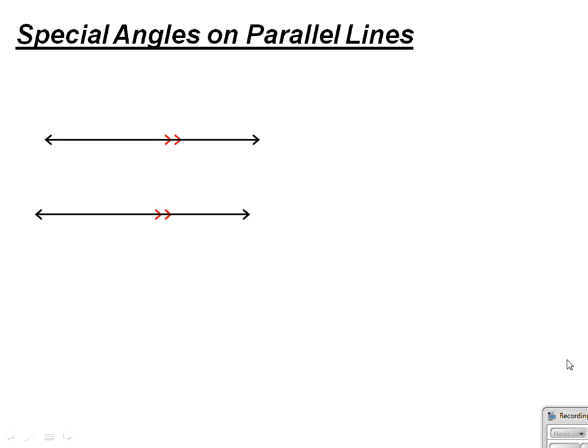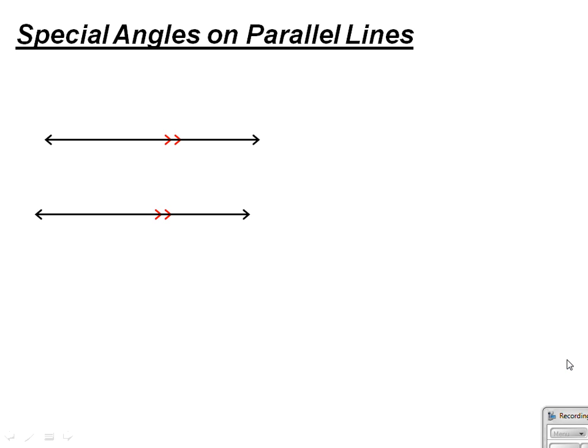So you can see here by this diagram we have these two lines. They appear to be parallel. They appear like they're never going to cross each other. And we designated that by using these double arrowheads on both lines to indicate that the lines are indeed parallel.